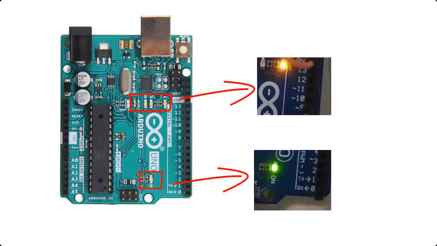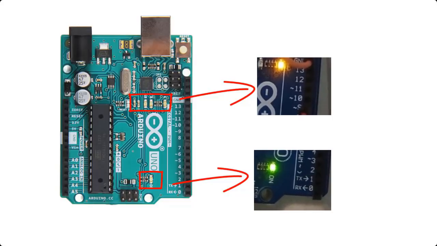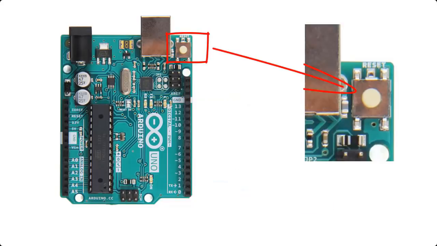The debug LED marked as L is the built-in LED on pin number 13. We can use it for testing our program without connecting an external LED. If I want to reset the board, that is, I want to run the program uploaded to the board from the beginning, then I just need to press this reset button.